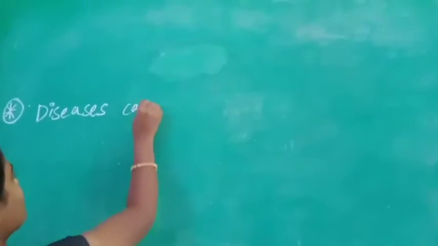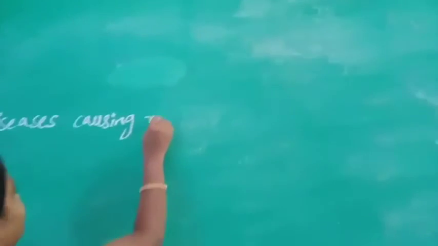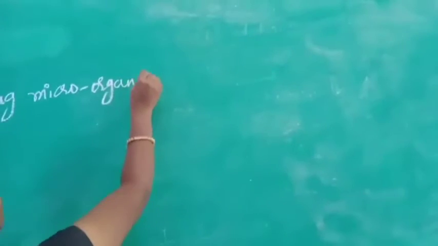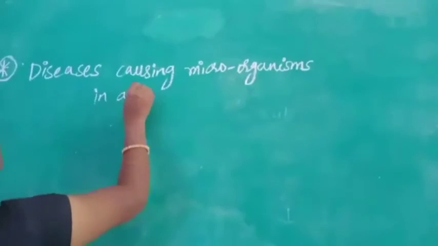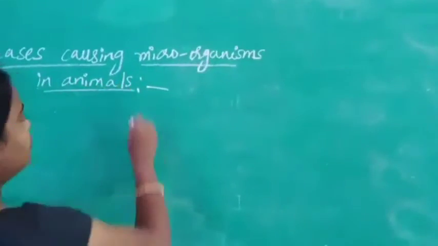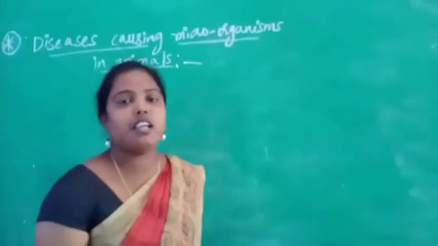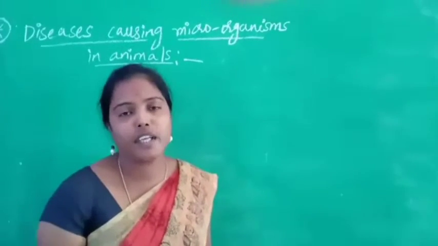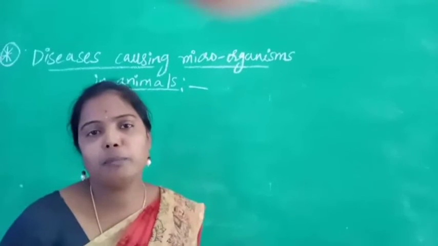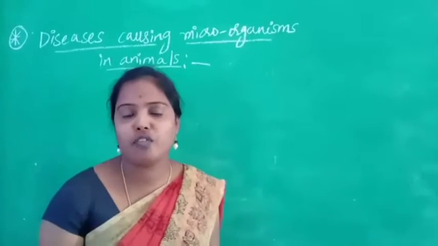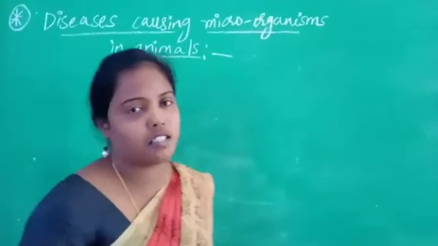Diseases causing microorganisms in animals. Children, not only human beings, but plants and animals are also affected by different types of microbial diseases.